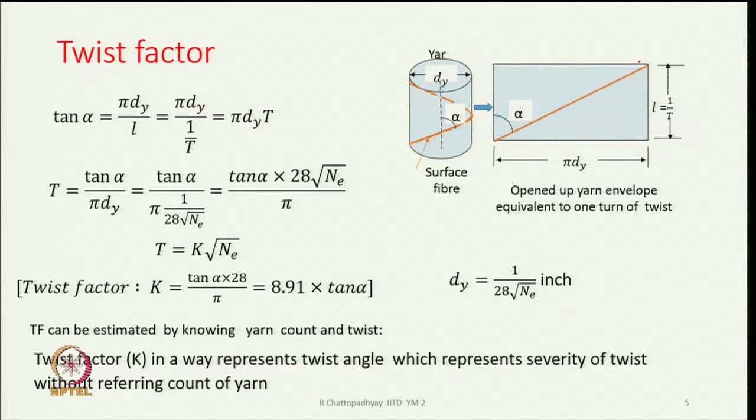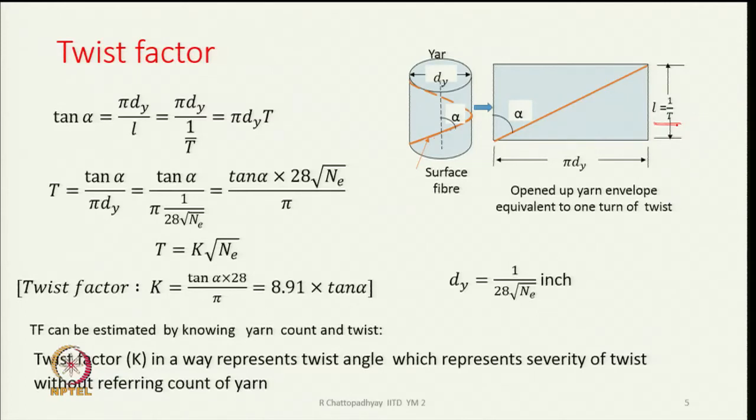And therefore, we can write from this simple geometry that tan alpha is pi dy by L, or pi dy by 1 upon t, because L as seen in this diagram is 1 upon t, where t is the number of turns per unit length. Therefore, tan alpha is pi dy t, and hence t is tan alpha by pi dy.